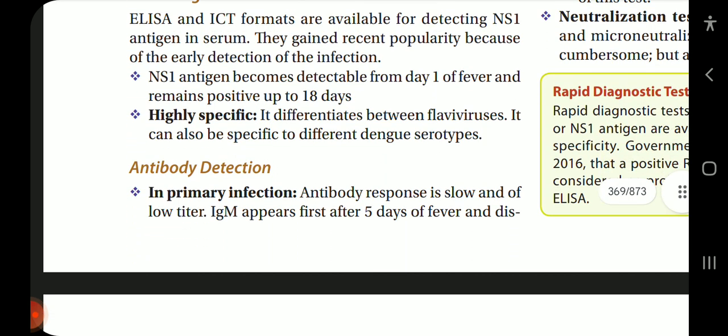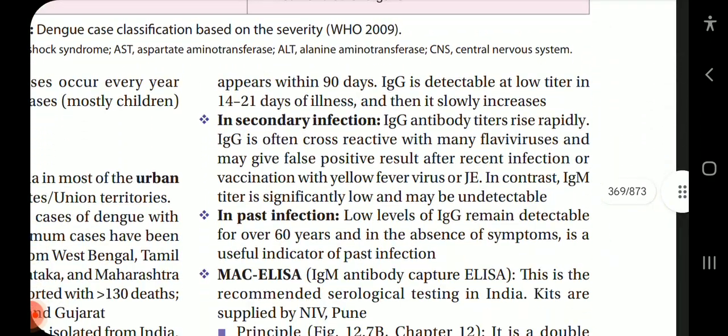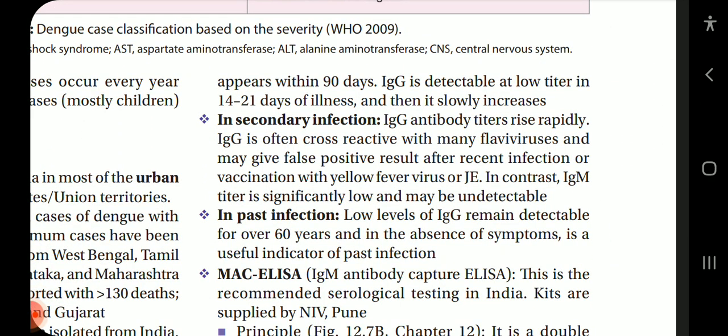Antibody detection. In primary infection, antibody response is slow and of low titer. IgM appears first after 5 days of fever and disappears within 90 days. IgG is detectable at low titer in 14 to 21 days of illness and then it slowly increases. In secondary infection, IgG antibody titers rise rapidly.